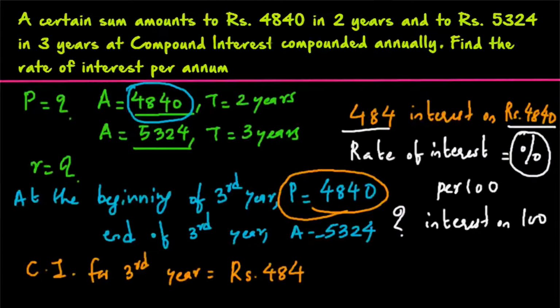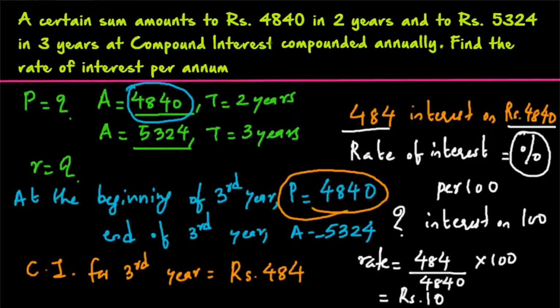So what will be the interest obtained on rupees 100? So what is the relation? Our rate of interest will be equal to 484 divided by 4,840 into 100. 484 is the interest obtained on the amount of 4,840. Therefore, for 100 rupees we will be getting an amount of rupees 10. So the meaning is the rate of interest is 10%. Percentage itself means on rupees 100.